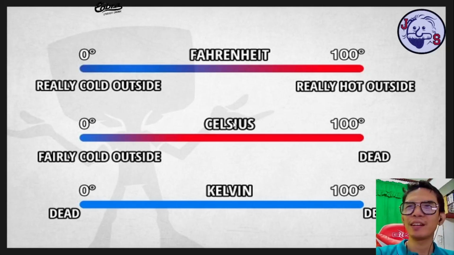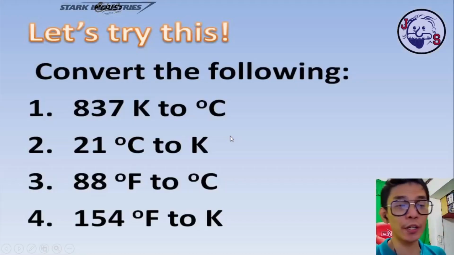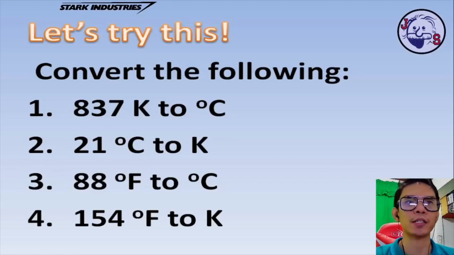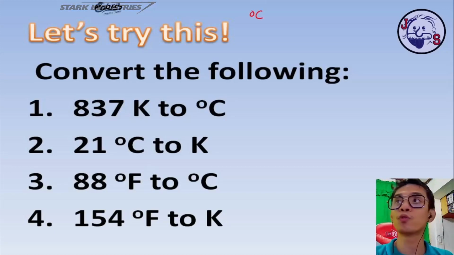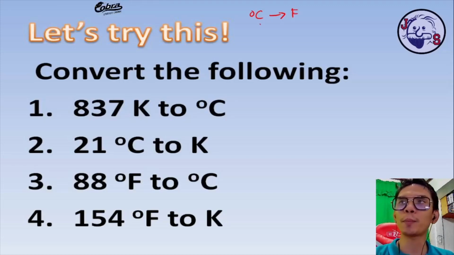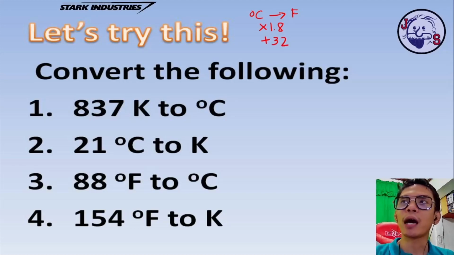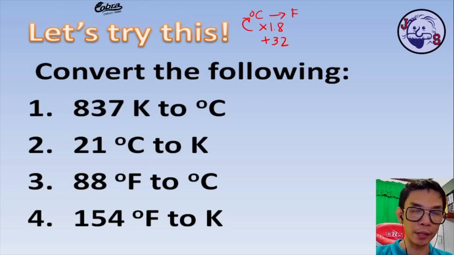Now, let's try converting the following things that we have over here. First, when you are converting degrees Celsius to Fahrenheit, all you need to take note of is that you multiply first. You multiply the degrees Celsius by 1.8, then add 32 after.